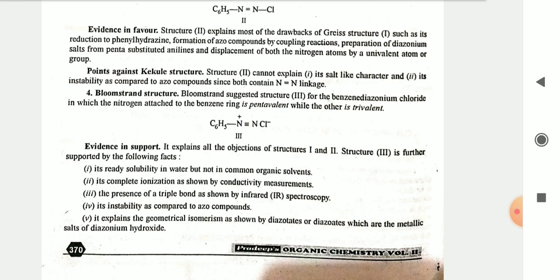Its ready solubility in water but not in common organic solvents. Its complete ionization as shown by conductivity measurement. The presence of a triple bond as shown by infrared spectroscopy. Its instability as compared to azo compound. It explains the geometrical isomerism as shown by the diazotates, which are metallic salts of the diazonium hydroxide.